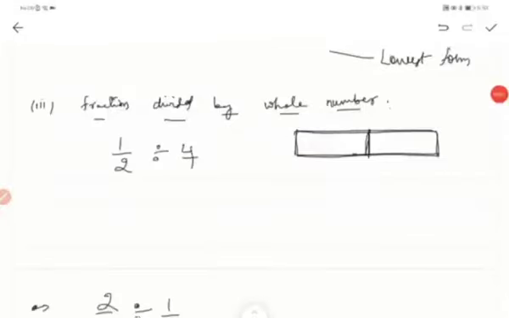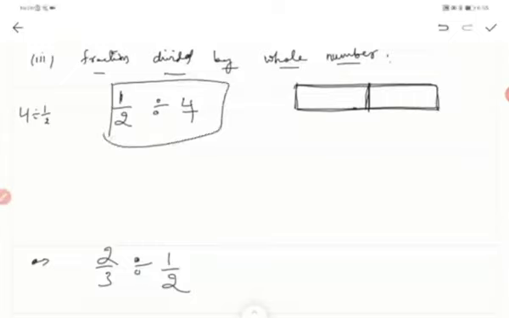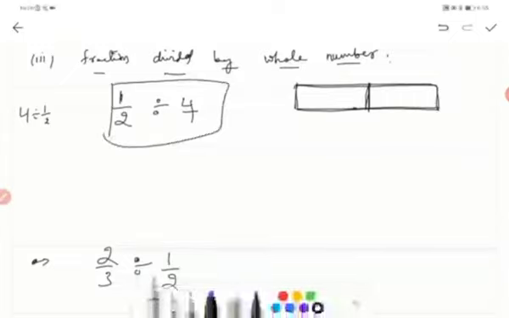So one more part is left out: fraction divided by a whole number. We had seen whole number divided by fraction, isn't it? Now let's see a fraction divided by a whole number. Okay, it's the same as your two fractions division.